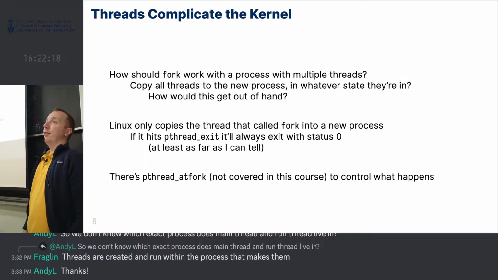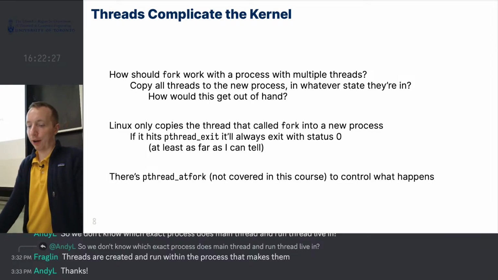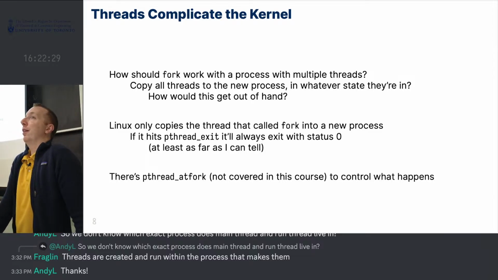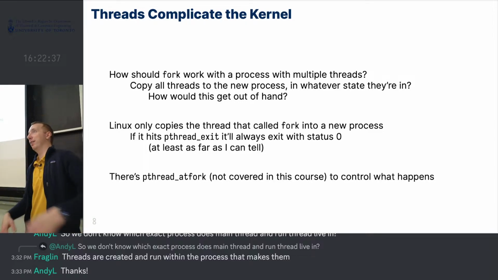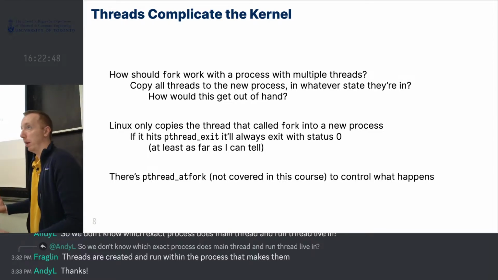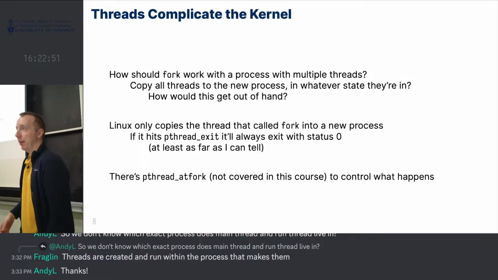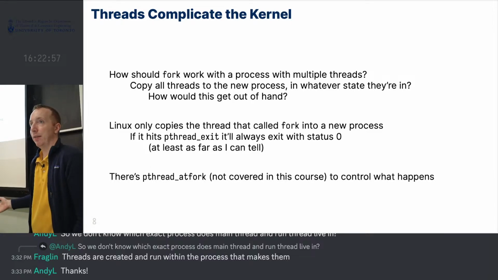So these threads now complicate the kernel. For instance, if we have a process that has 8 threads in it and it calls fork, what should happen? Well, one thing that could happen is it could create a new process that is an exact copy of the original. So if the original has 8 threads, then the new one would also have 8 threads. And one of those threads would have called fork, but the other 7 would have been doing whatever, so that you just get a copy of whatever they were doing when it was forked. And that would get out of hand very, very quickly because you couldn't guarantee anything about those threads.